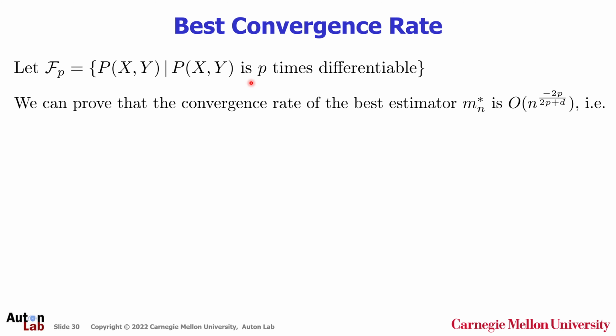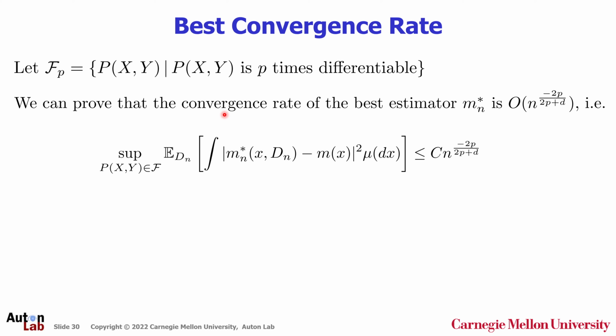Later we will see that there are estimators that we can construct and can achieve this best convergence rate in this family of distributions. So we will see that we can construct regression estimator Mn star such that for each distribution in this family of distributions, even for the worst one, the convergence rate of Mn star will be always faster than this expression here, where c is just a constant that does not depend on n. As you can see, the larger the p, the faster the convergence rate, and the larger the d, the slower the convergence rate is.